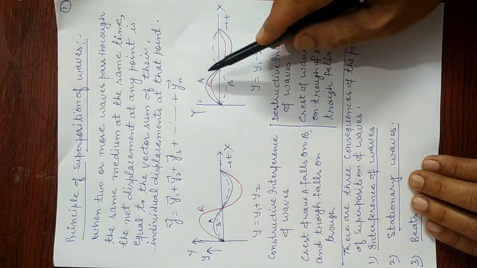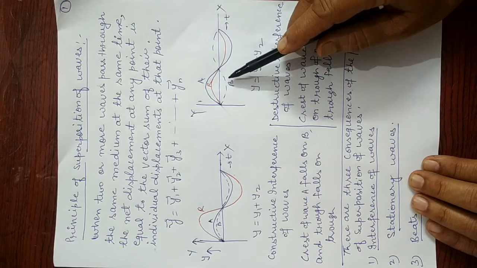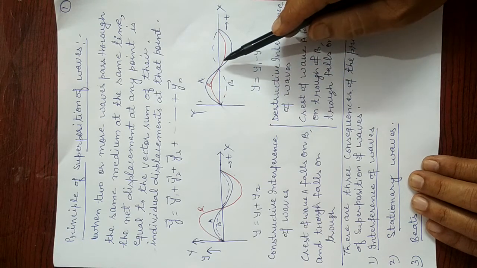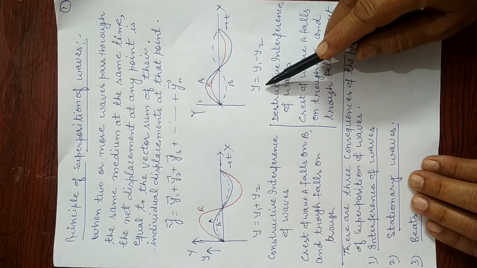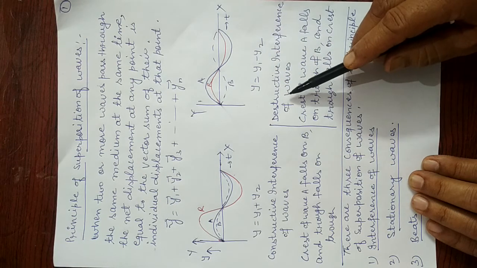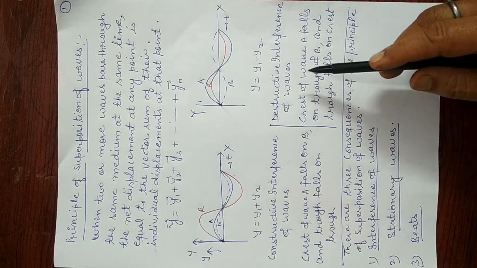Similarly, when the crest of one wave lies on the trough of another wave, then what happens? The amplitude of the resultant wave decreases and it comes out to be y is equal to y1 minus y2. So you will get destructive interference of waves here.